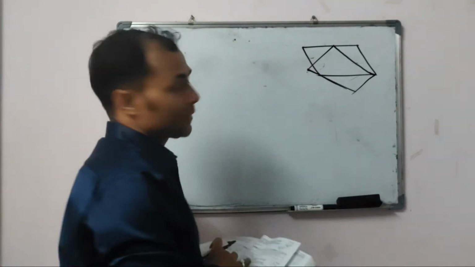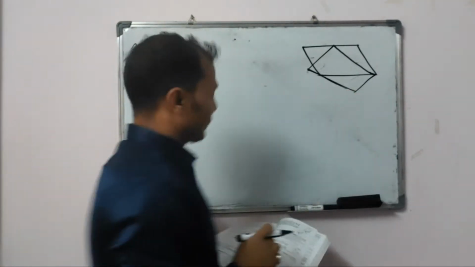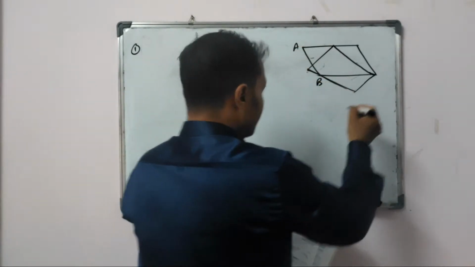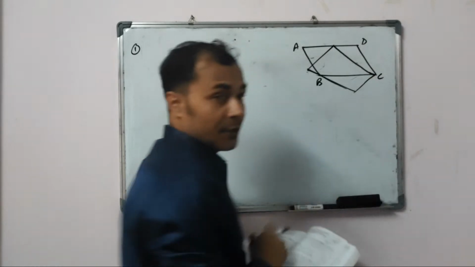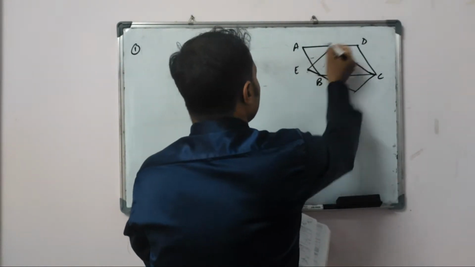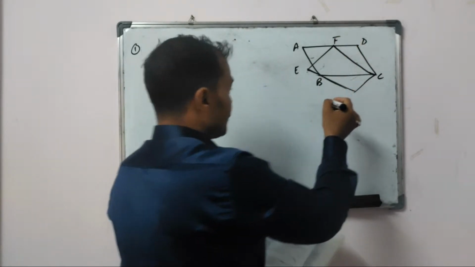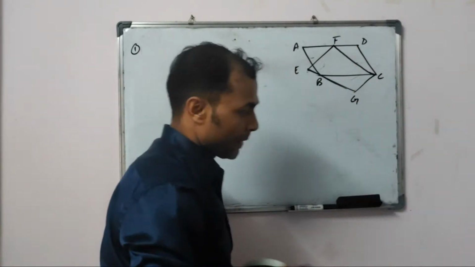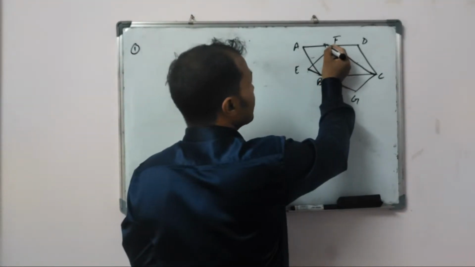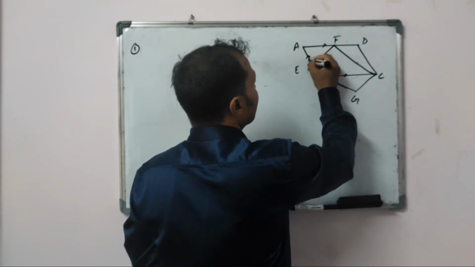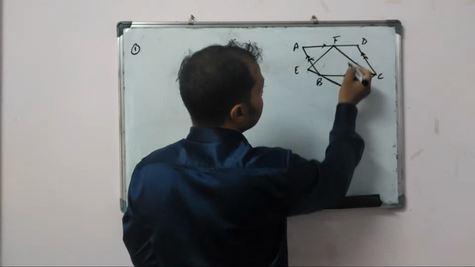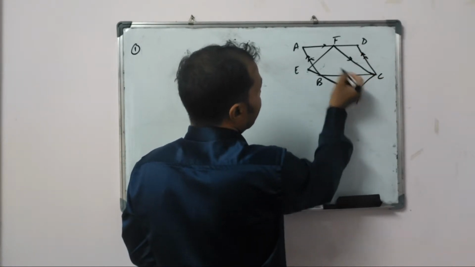Okay, so you see the figure. We have got two different parallelograms. Let's name them A, B, C, D, and the other is E, F, G, C. So we have got two different parallelograms. One is this, and the other parallelogram is this. Here, this is also a parallelogram.